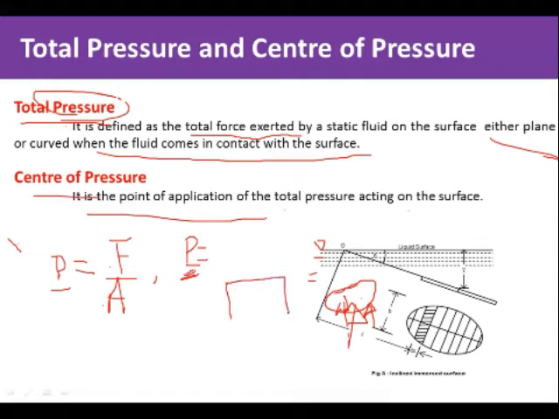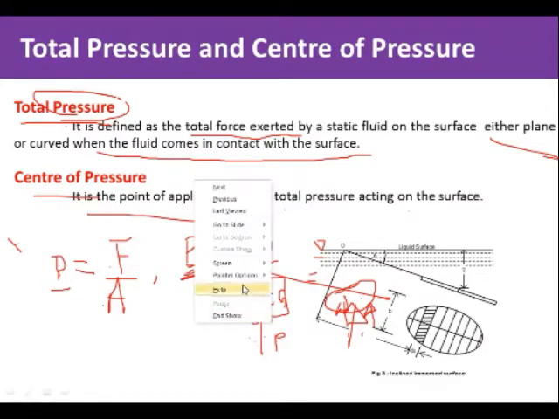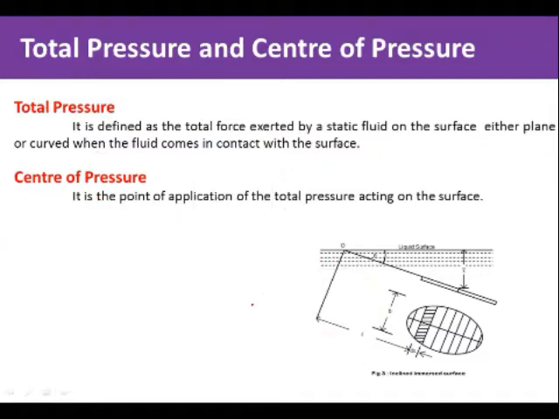It is similar to weight and center of gravity. We know the weight of the body is a force which the body exerts on the earth, and the equal and opposite force which the earth exerts on the body is called weight. The point of application of weight is called the center of gravity, G. Similarly, whenever a body is immersed in the liquid, there is some force applied by the liquid on that body, and the point of application of that force is called the center of pressure. So center of pressure is simply the point of application of the total pressure acting on the surface.